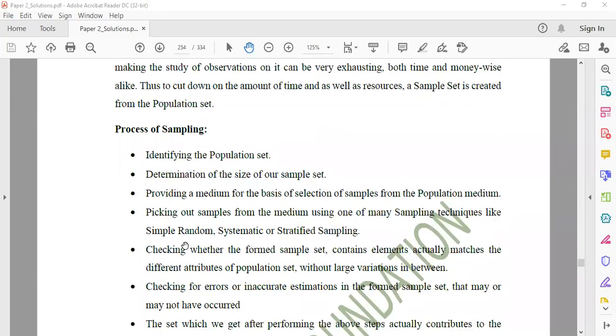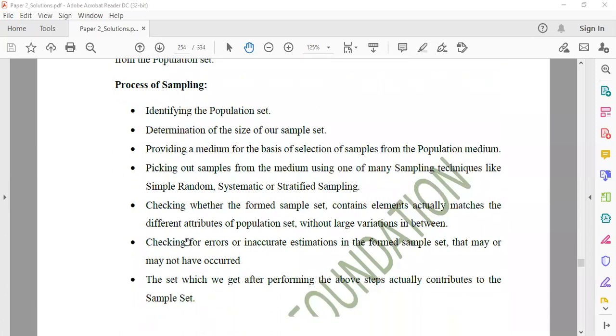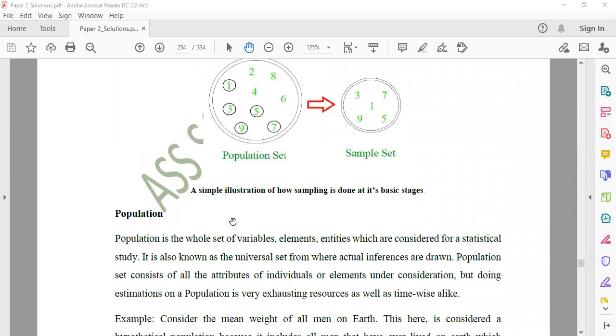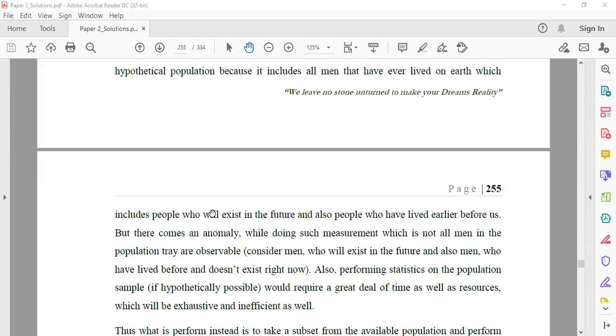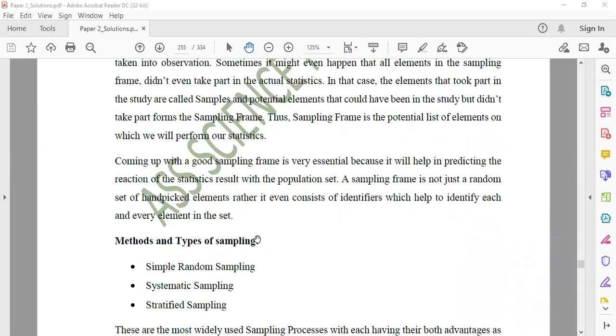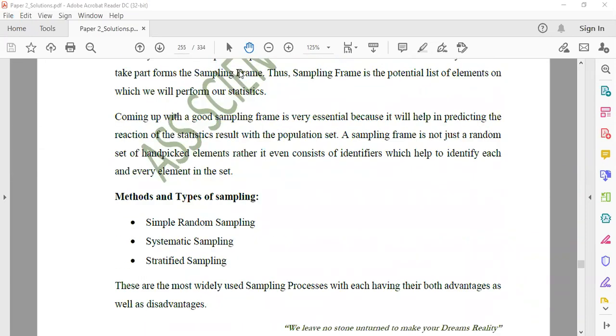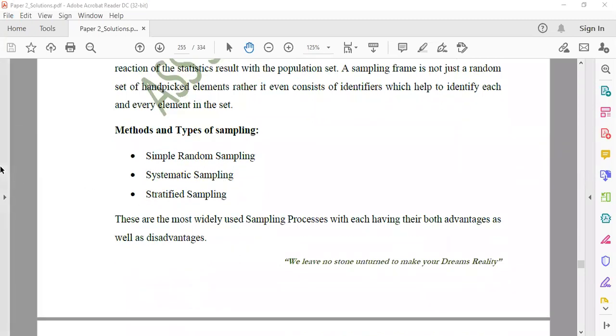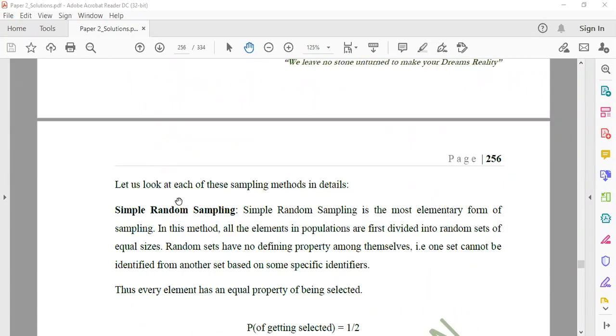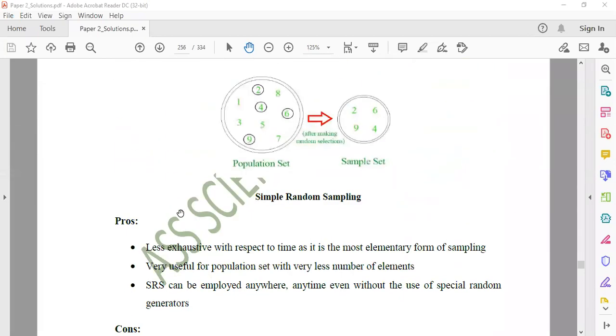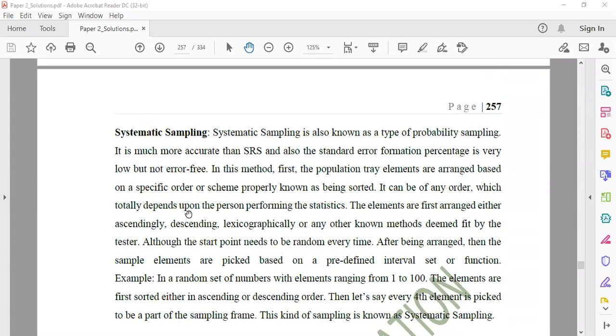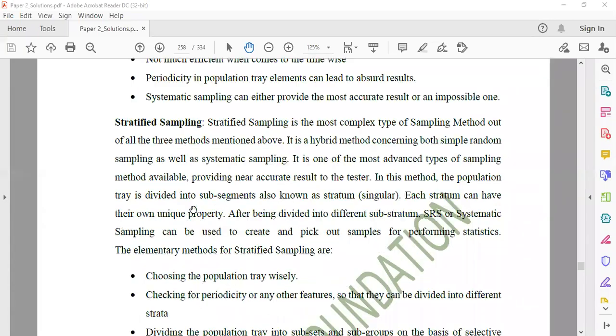So the process of sampling, all of you know that: identify the population, determine the size, etc. Right? So basically the sample is a subset of the population. You can see here. Then we have the sampling frame, method of sampling. Then I told you that we have different methods, right? Simple random sampling, systematic sampling, stratified, and sequential. Random sampling is probabilistic sampling, so all the things: systematic, stratified.